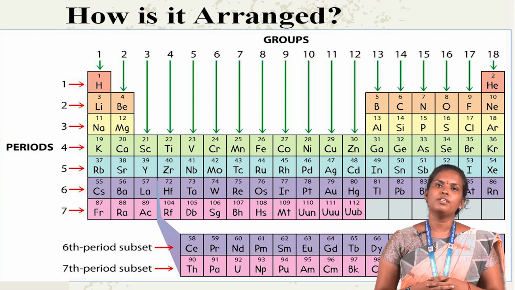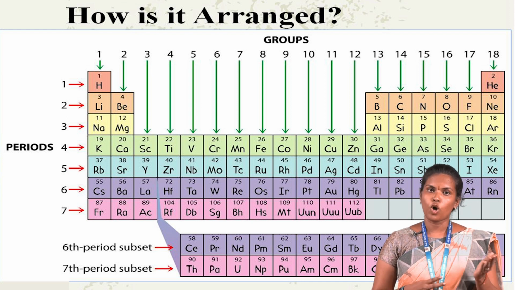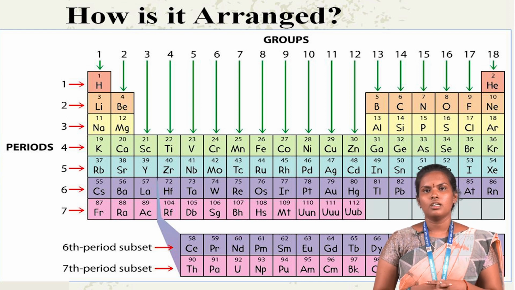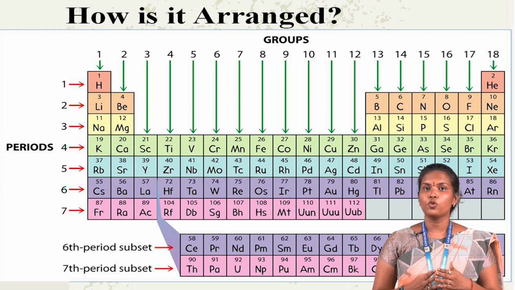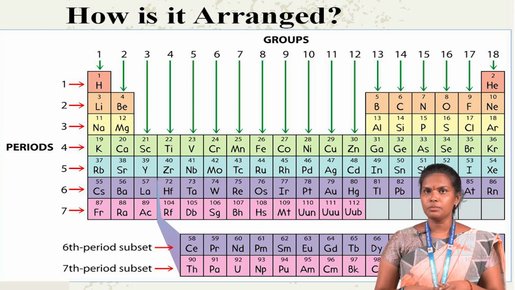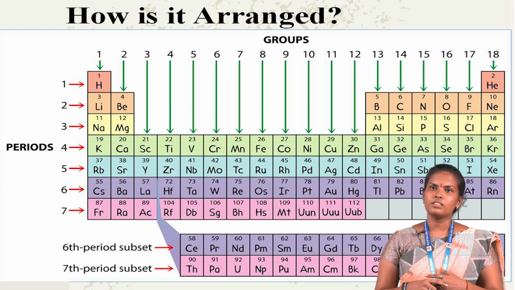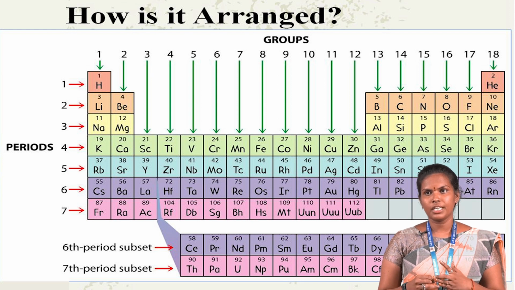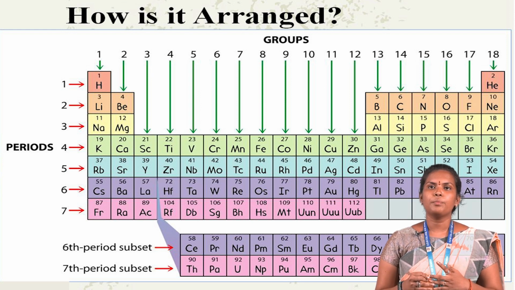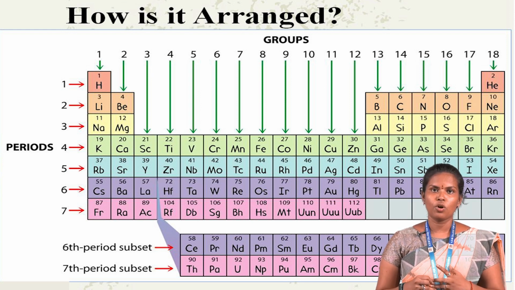The periodic table is arranged in columns and rows. Each column on the periodic table is called a group. Each row on the periodic table is called a period.